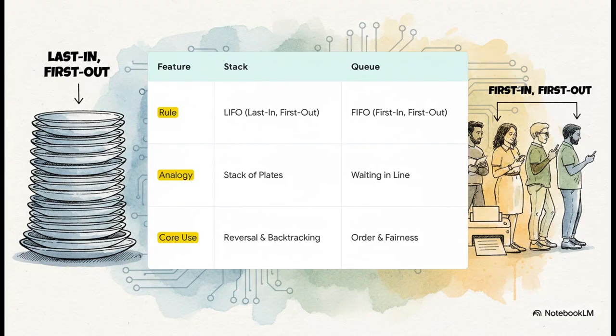And this table here just lays it all out perfectly. You've got the rule, LIFO versus FIFO. The real-world analogy to help you remember, a stack of plates versus a waiting line. And the core reason you'd use them? Stacks are for reversing and backtracking, while queues are for maintaining order and guaranteeing fairness.